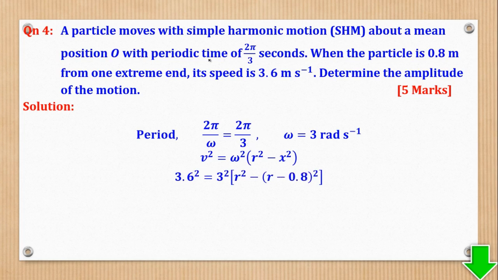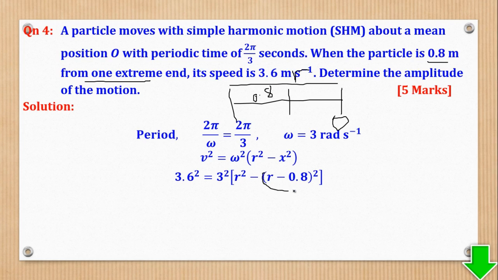That means that in this question, it was a little tricky because they gave you the distance from the extreme end, yet for x, they want displacement from the mean position. So how do you get that? If this is the end and this is the mean point, we know that the whole of this is the amplitude. Therefore, if I'm given this as 0.8 from here, it means that the remaining part will be r minus 0.8. That's why I'm putting here r minus 0.8.